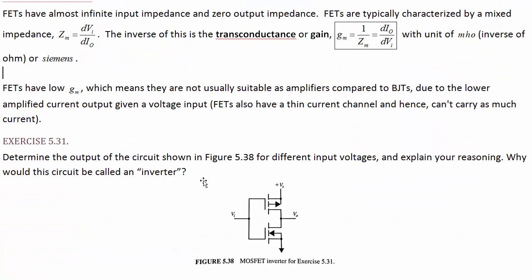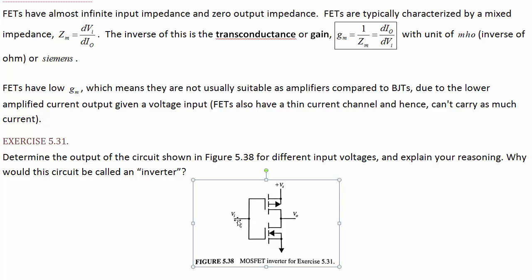All right, determine the output of this circuit for different input voltages and explain your reasoning. Why do you think this would be called an inverter? So let's look carefully at this. We've got an N-channel MOSFET at the bottom and a P-channel MOSFET at the top. So both MOSFETs are enhancement mode. You can tell because of the gaps there.